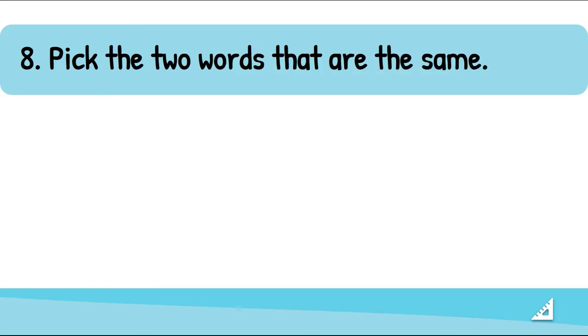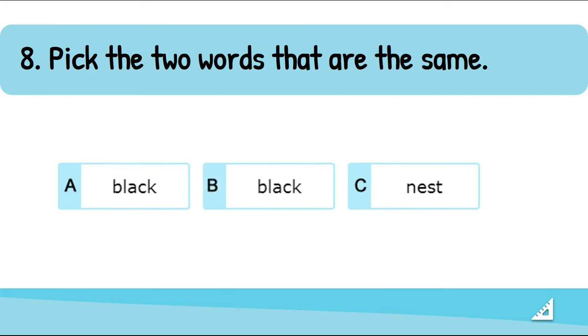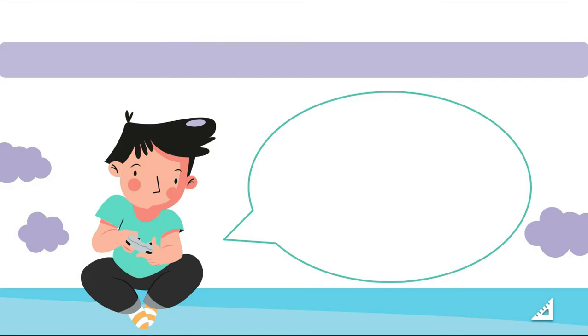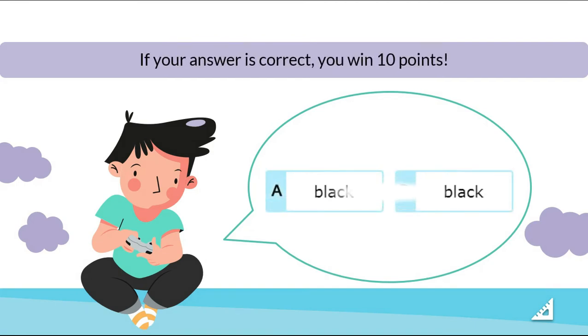Pick the two words that are the same. The options are A, black; B, black; and C, nest. And the answer is A, black and B, black.